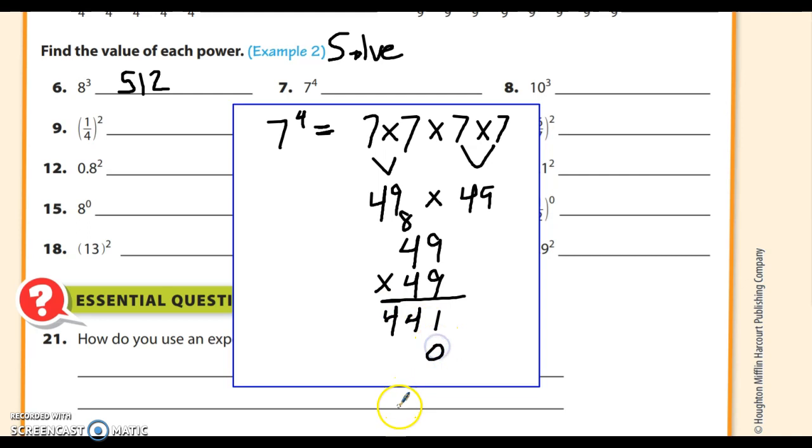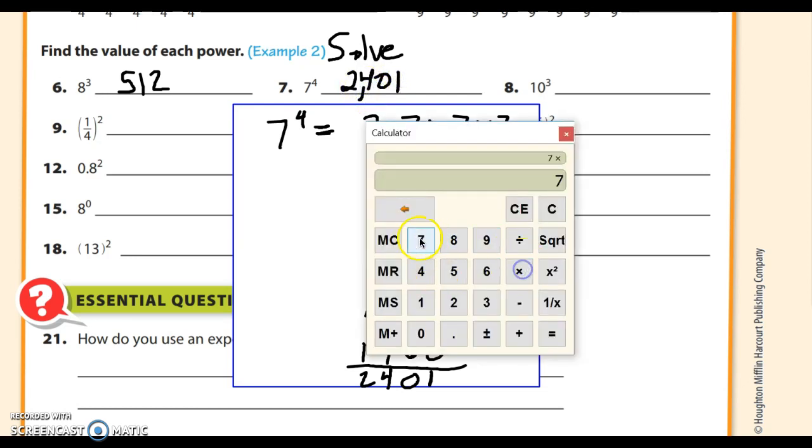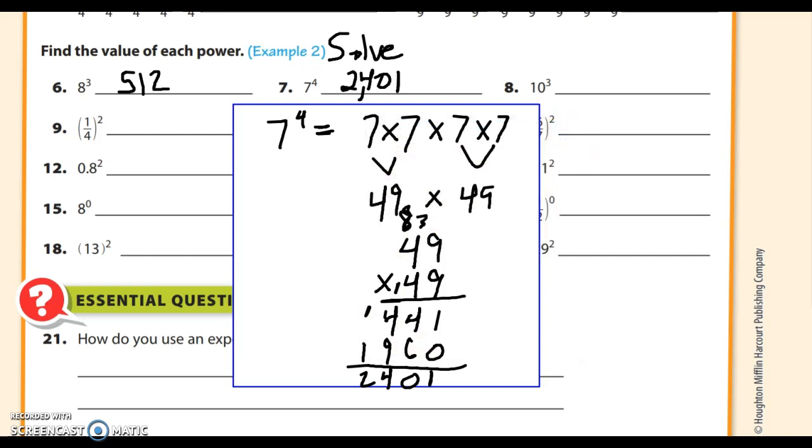Put a 0 because I'm multiplying in the tens place. 4 times 9 is 36. 4 times 4 is 16. Plus 3 is 19. You get 2401. And I don't actually know for sure if that's right, so I'm going to check that on a calculator by typing in 7 times 7 is 49, times 7 is 343, times 7 is 2401. I was right. Be confident in yourself.